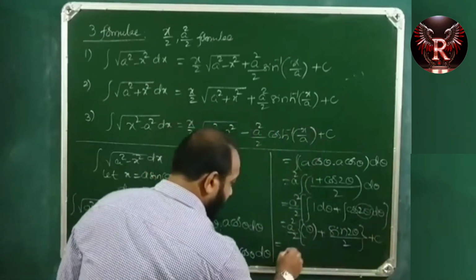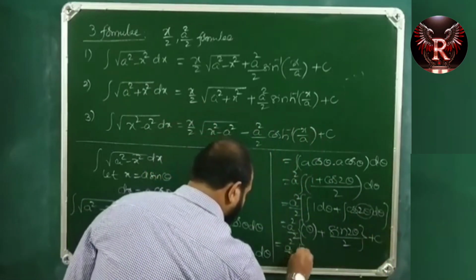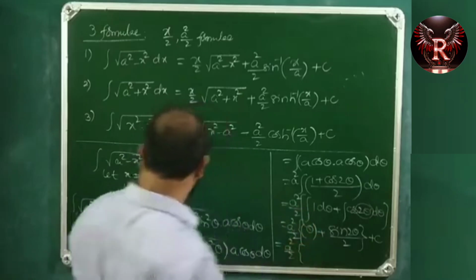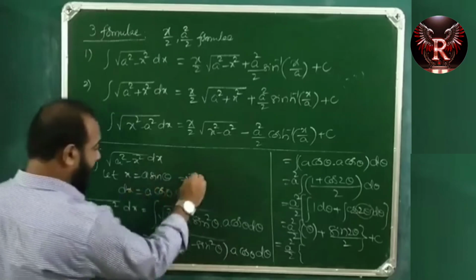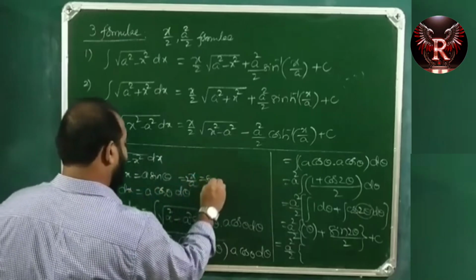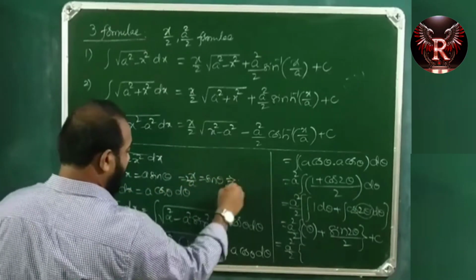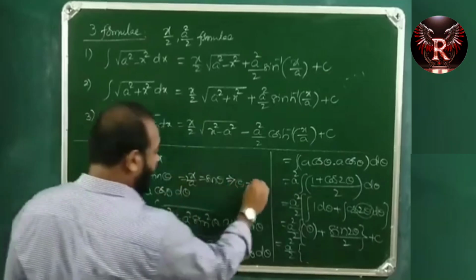So this is a square by 2. The theta value: here x is equal to a sin theta, so x by a is equal to sin theta. From this, theta is equal to sine inverse x by a.